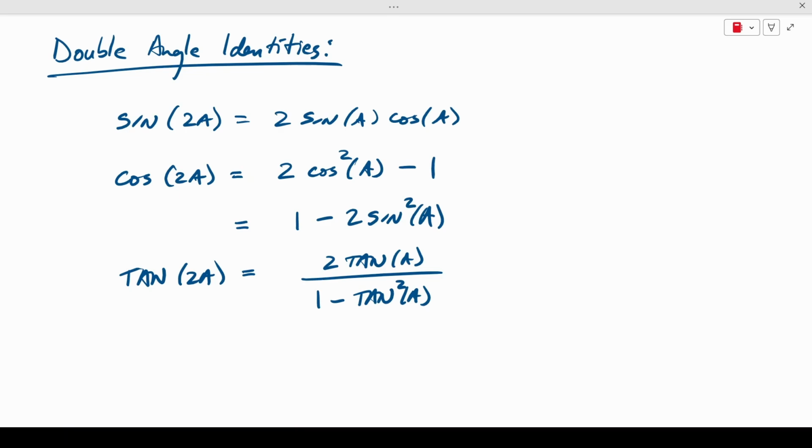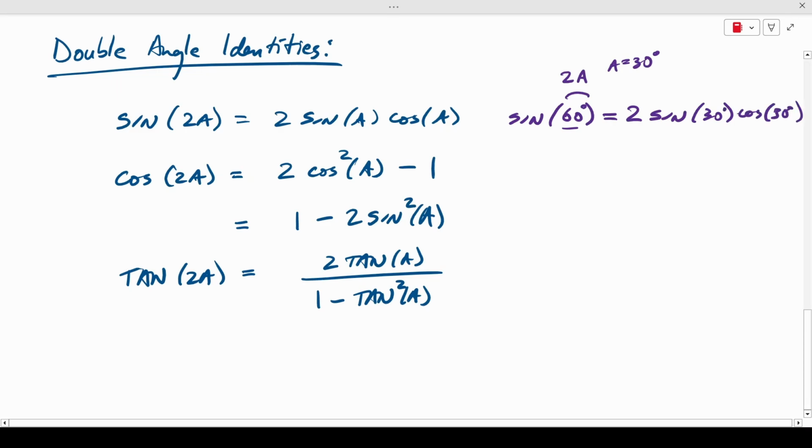And just to make sure we're clear on what's going on, if we have sine of, for example, 60 degrees, this is 2 times some angle. So my A in this case would be half of 60. A is 30, because 2 times 30 is what gives me 60. So this is saying that sine of 60 equals 2 times sine of 30 times cosine of 30. Okay? That's what the double angle identity is saying.